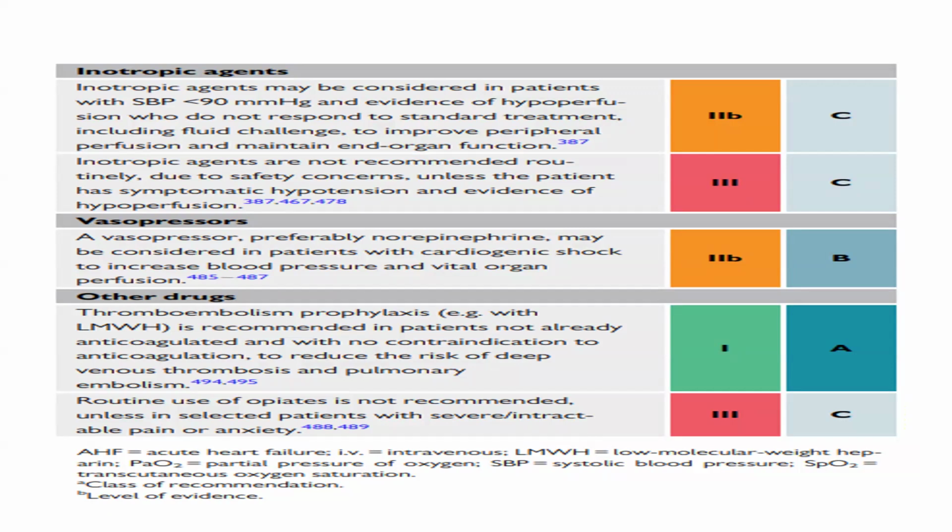Now about other drug therapy. Thromboembolism prophylaxis with low molecular weight heparin is recommended in patients not already anticoagulated or with no contraindication to anticoagulation to reduce the risk of deep venous thrombosis and pulmonary embolism. Routine use of opioid is not recommended unless in selected patients with severe and intractable pain or anxiety.